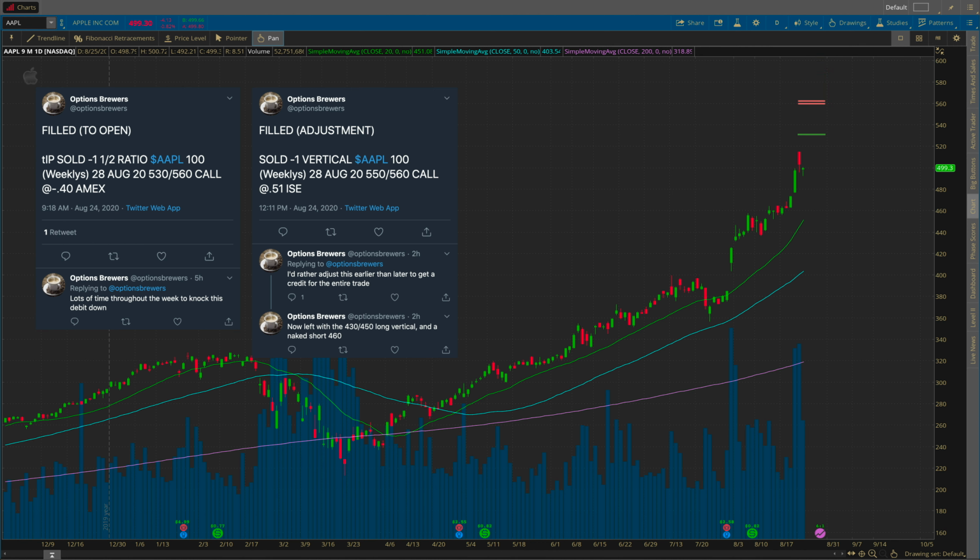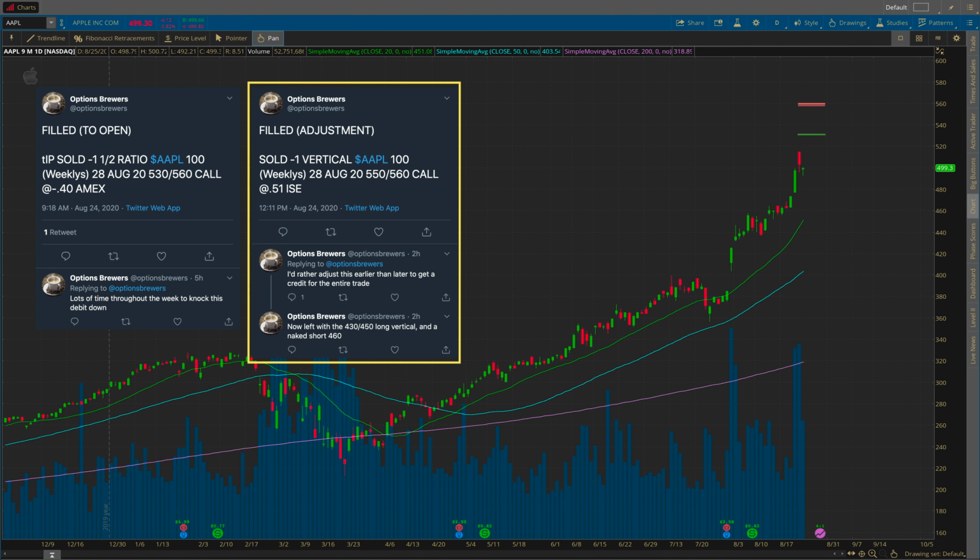Now that I've covered why I entered with the initial call ratio, I need to talk about the adjustment that I did, which rolled one of the 560 calls down to 550. And I did this simply because at the time, towards the end of the day on Monday, I felt that Apple may not be as strong as I thought and may not go much higher beyond 560 by the end of the week. And I also wanted to collect as much credit as I can while it's still early on in the week and make sure that this entire trade did not cost me a debit in case Apple tanks.